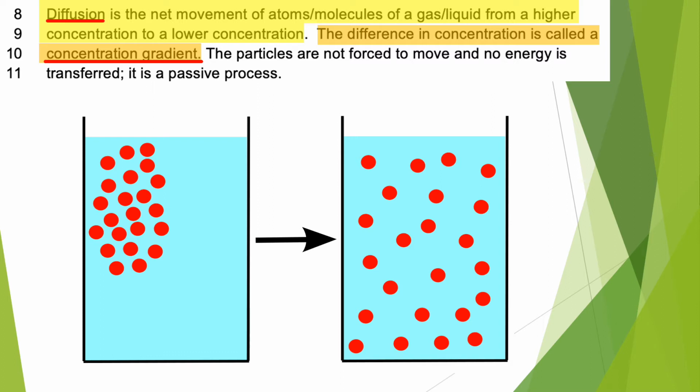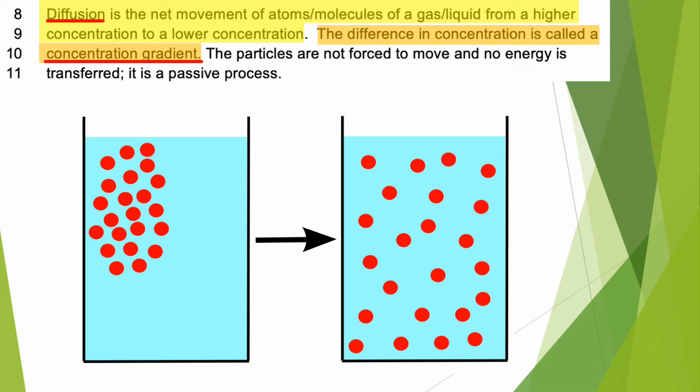And then the opposite is also true. If you don't have a big difference, or if you have a very small difference in concentration, then you have what's called a low concentration gradient. Okay? And this will become important later on when we're talking about the rates of diffusion, so how fast diffusion can occur.